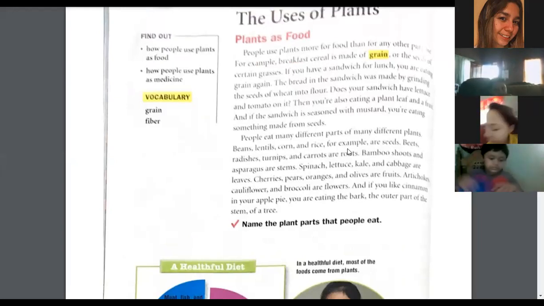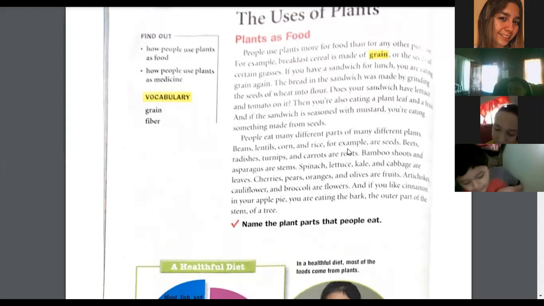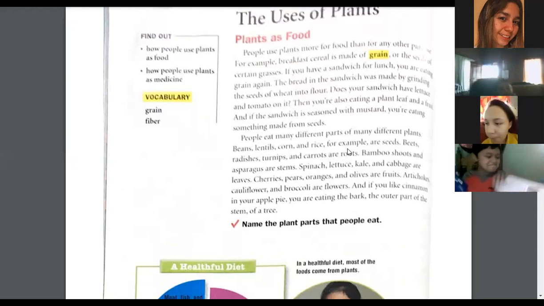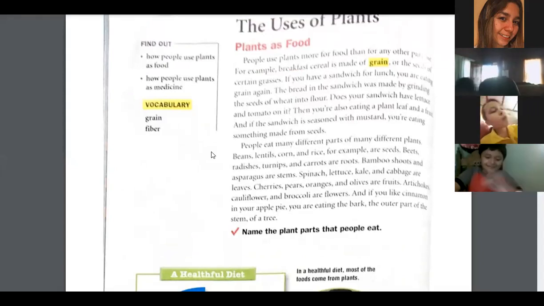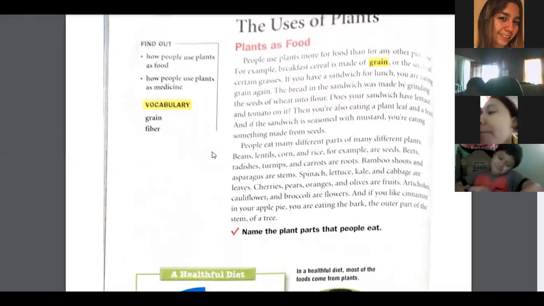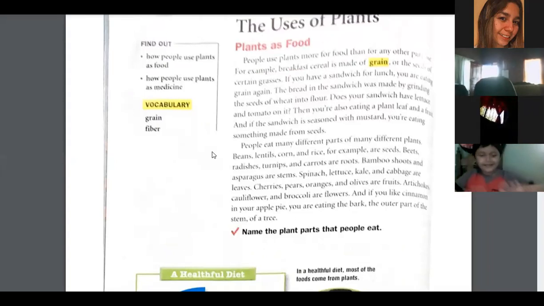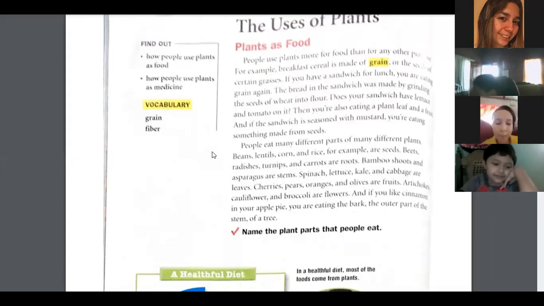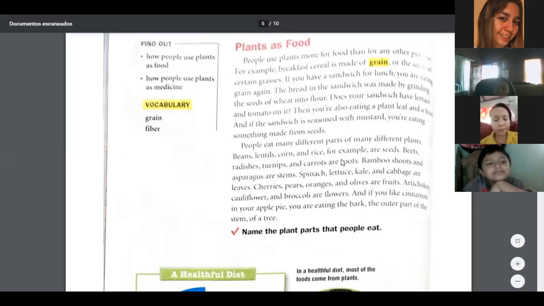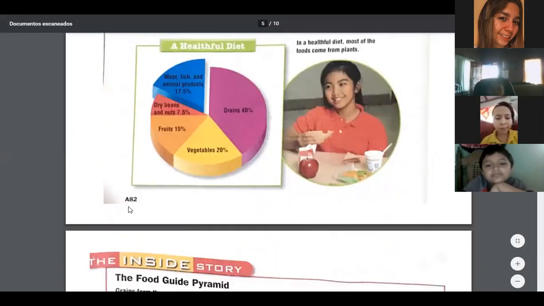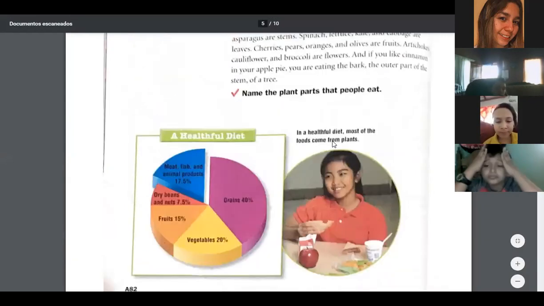So welcome guys. Today we're going to talk about the uses of the plants. As you can see, we are going to learn how people use plants as food, how people use plants as medicine, and how people use the plants for many other things, for example, for clothing and for food and everything like that. So we are going ahead to page number 82 of your book, if you have it.